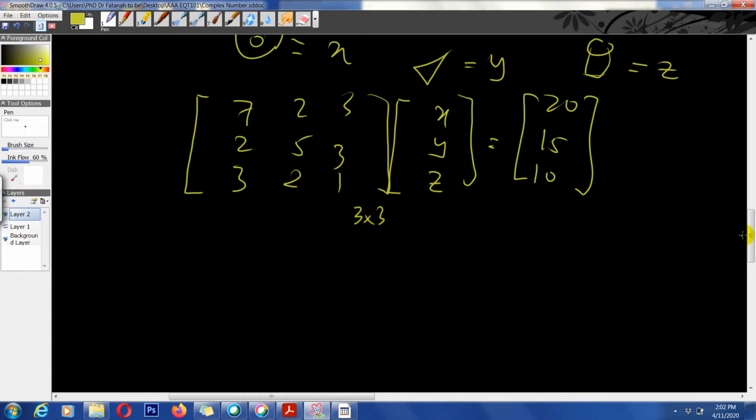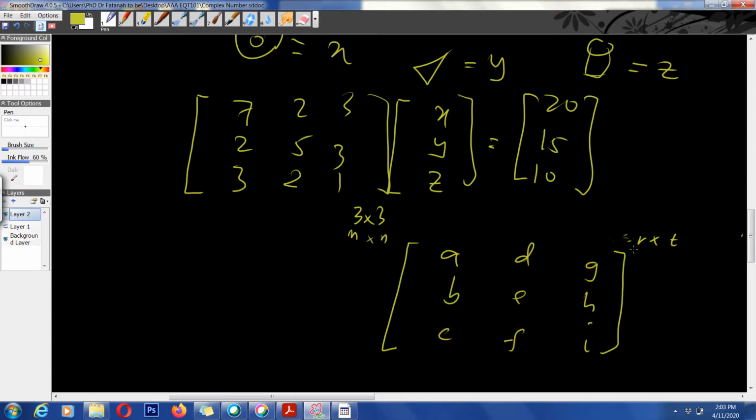So he said that if we have another size of matrices, we have M and N, and we also have M and R and T. So if A, B, C, D, E, F, G, H, I, we have these matrices, this is also a 3 by 3 matrix. So R and T, M is equal, the same size.